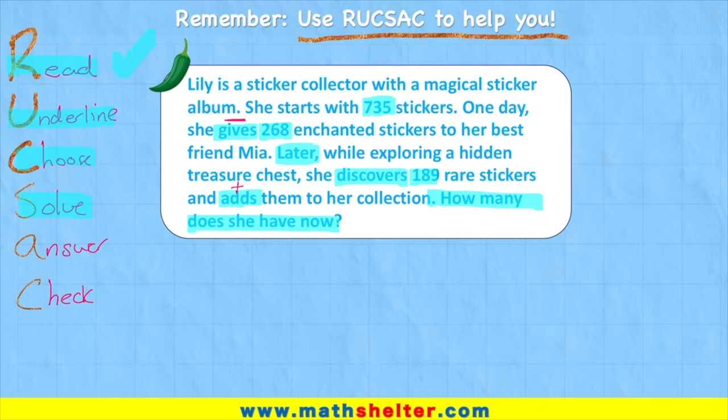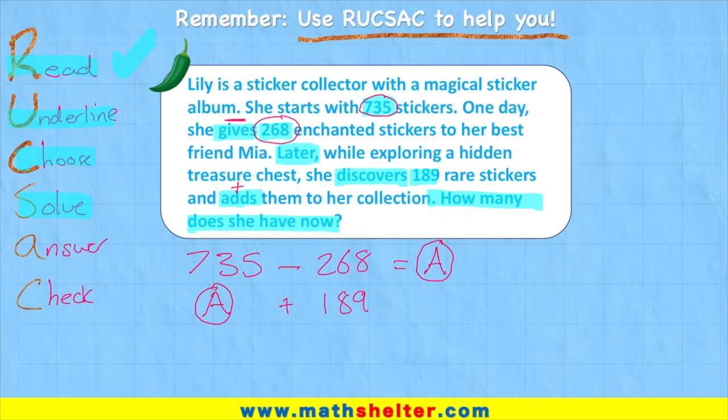Now I need to solve. Solve simply means we're going to write out these number sentences. So the first one is 735, and then I'm subtracting 268. And that's going to leave me with an answer. But it says later, while exploring hidden treasure chests, she discovers 189 rare stickers and adds them to her collection. So the next number sentence is going to be the original answer, which was just here. So I'm going to have my answer and I'm going to be adding it to this new 189 stickers. And that's going to leave me with the total.